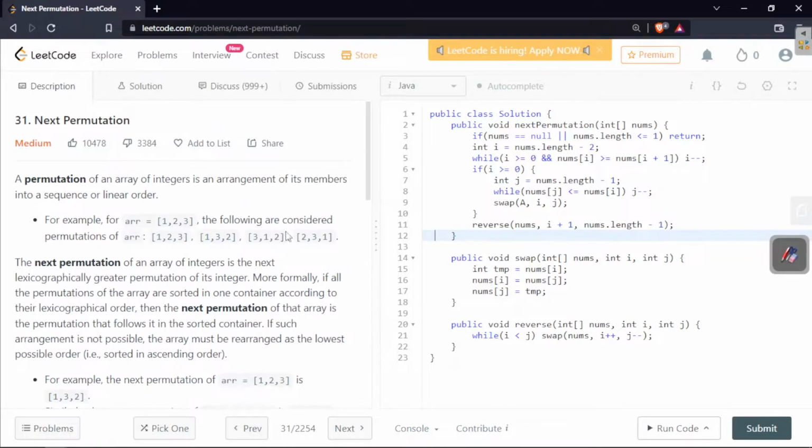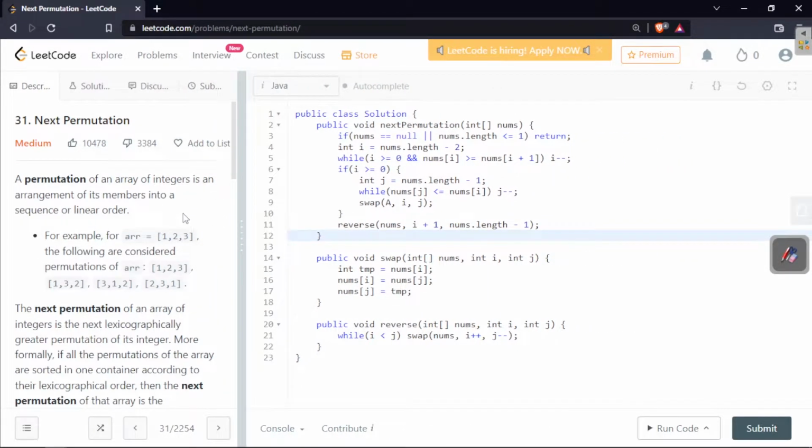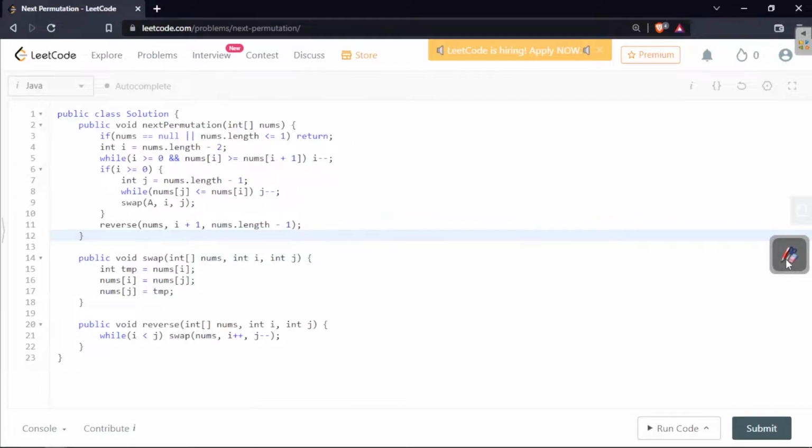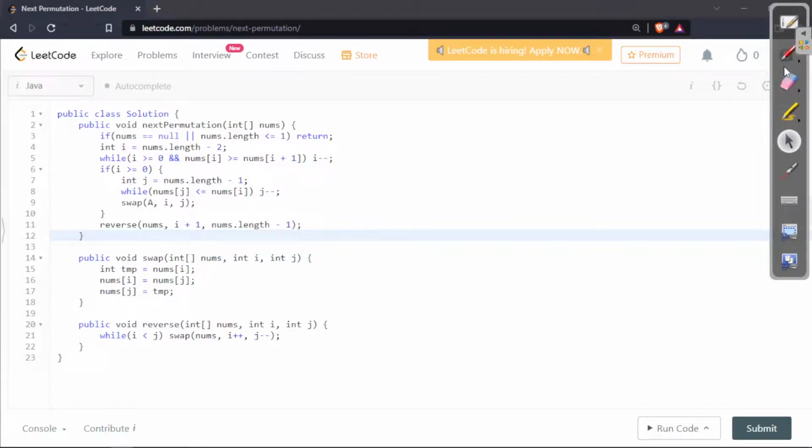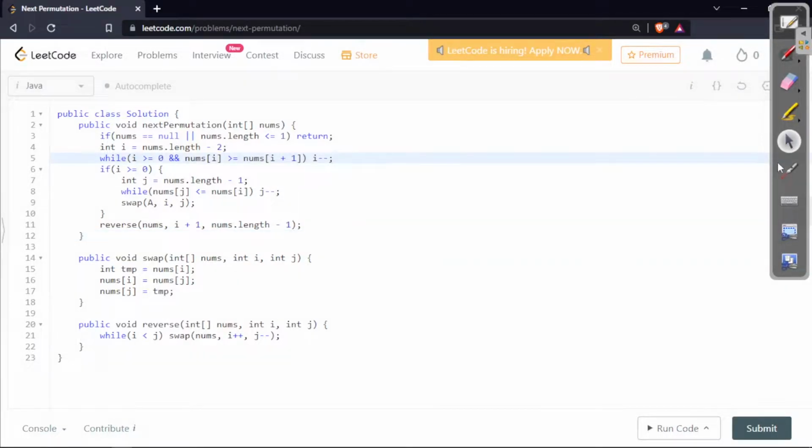Okay, so what is the optimal algorithm for this solution? Let's write the algorithm first.